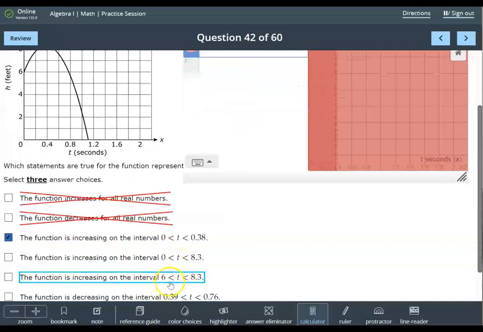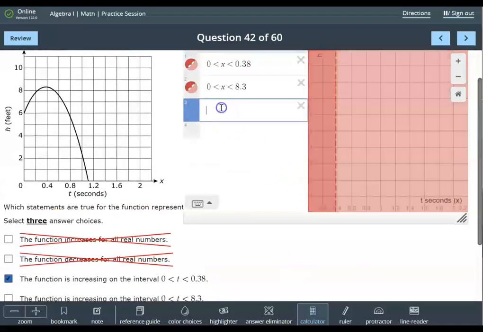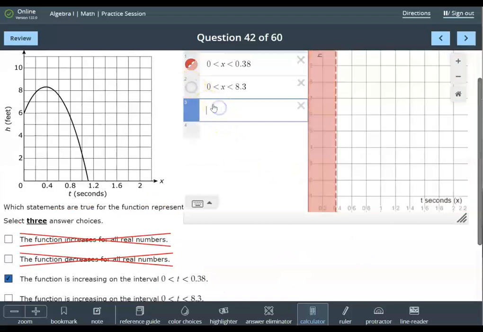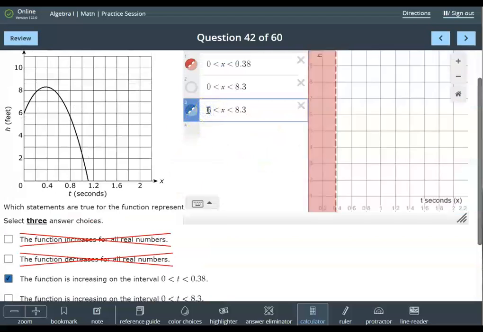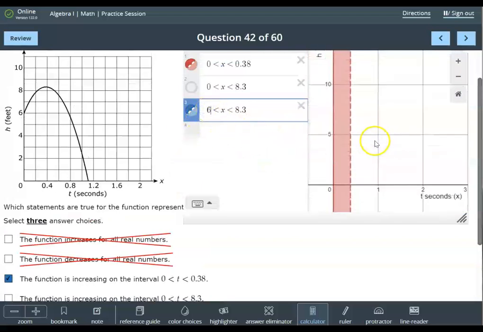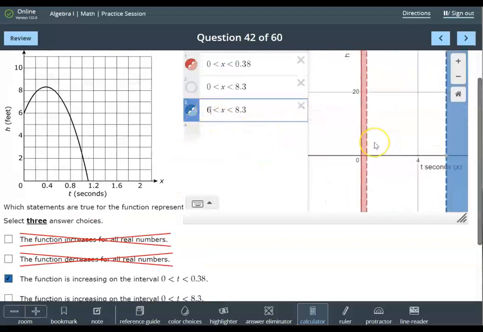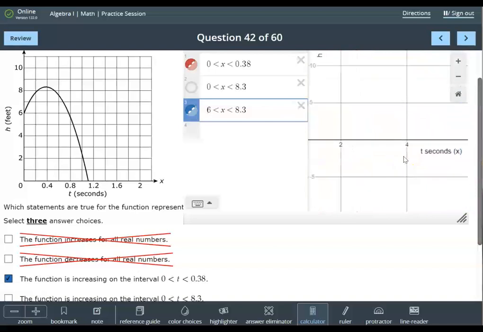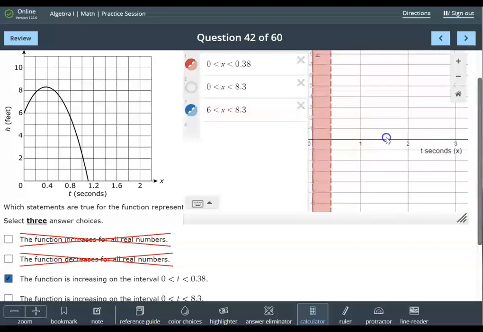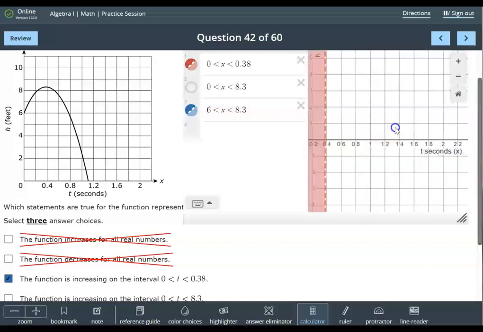And then the next one is the same problem. It starts at 6 and goes to 8.3. So I'm going to turn this one off, and let's do 6 less than x less than 8.3. Now you can't even see it, and that's because you got to zoom way out to see it, but it's way over here, and that is way outside the context of this problem. So we're not going to do that.